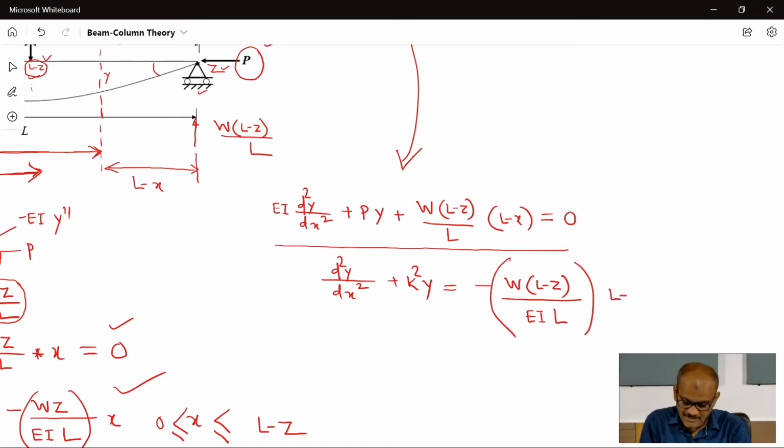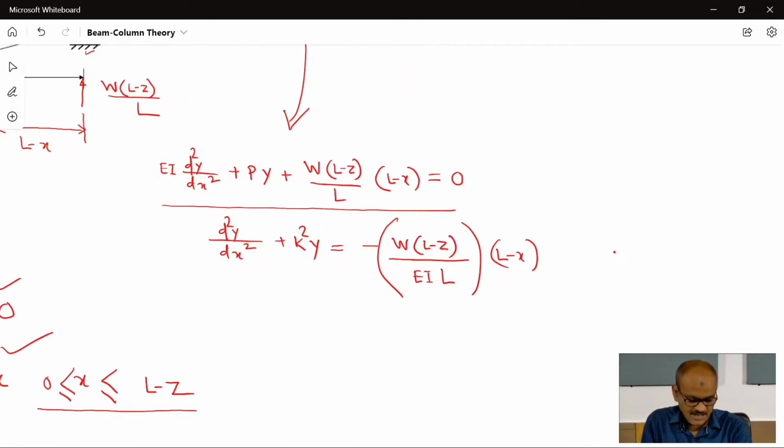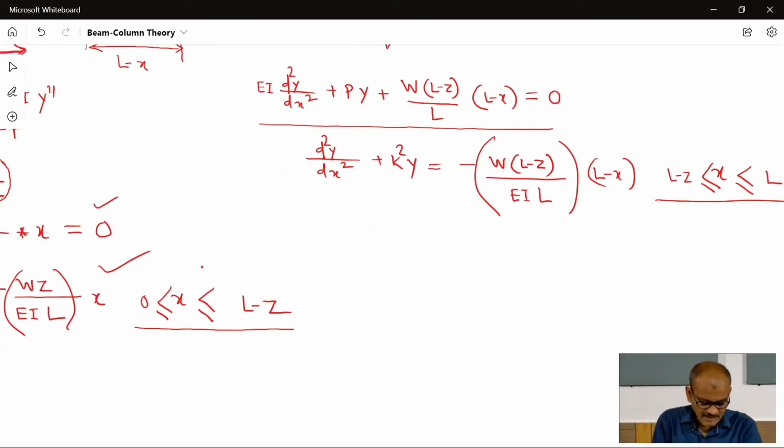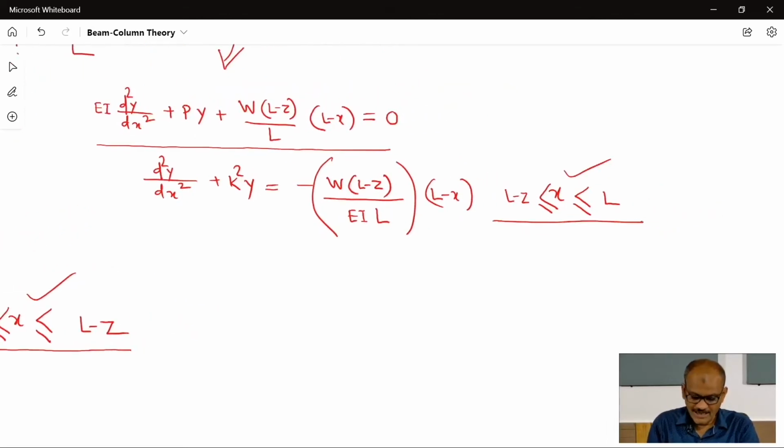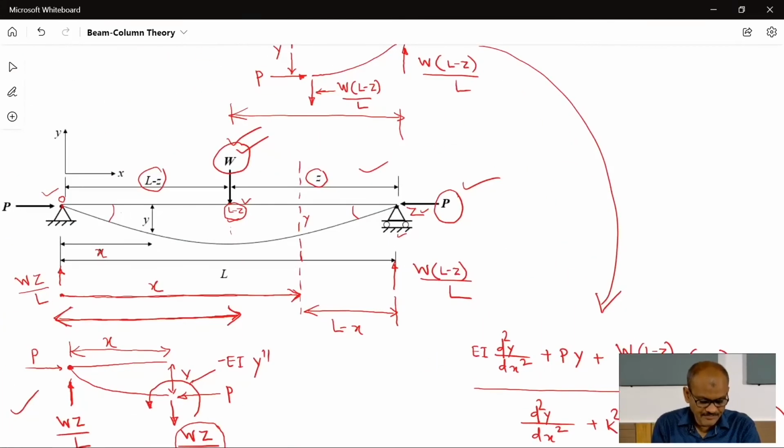into (L minus X), and here this X value is greater than or equal to L minus Z and less than or equal to L. This is the limit of X. Here the limit of X is 0 to L minus Z, here L minus Z to L. So this way, in this elastic curve, we wrote the expression for the left part of this load and right part of this load, the applied load.